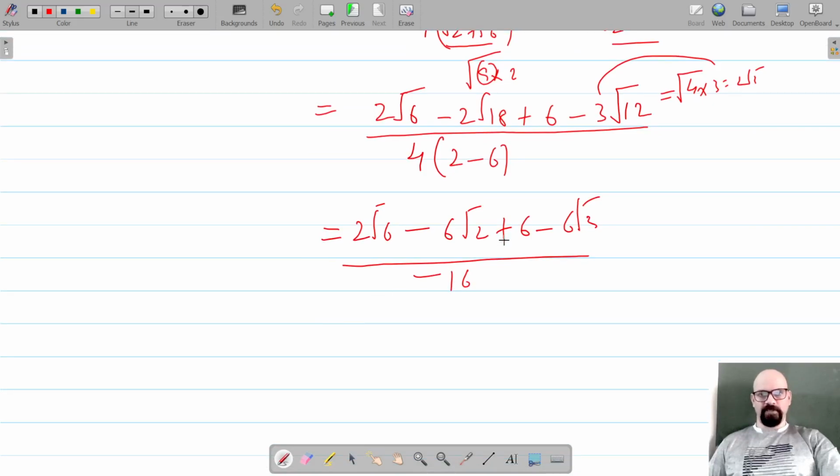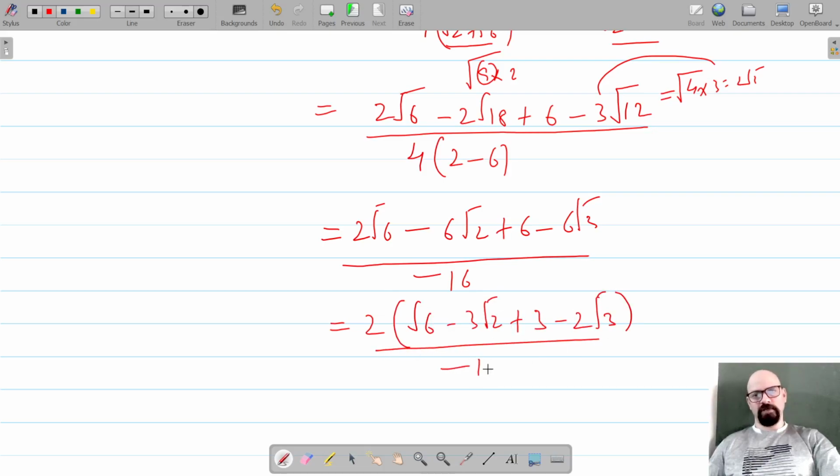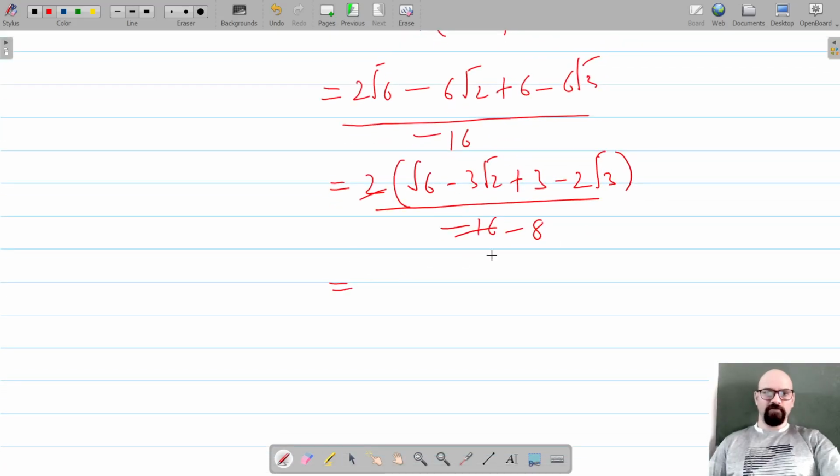Okay, so this doesn't make any difference. Let's take 2 common. So if I take 2 common, this is root 6 minus 3 root 2 plus 3 minus 2 root 3 upon minus 16, which is 2 minus 8. If I remove the negative from the denominator, this is 3 root 2 plus 2 root 3 minus root 6 minus root 3 by 8.